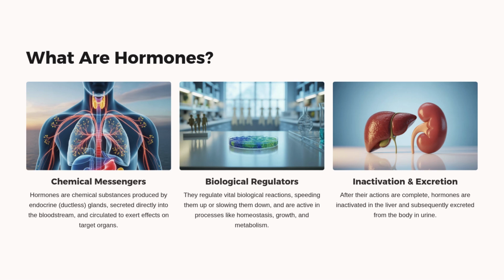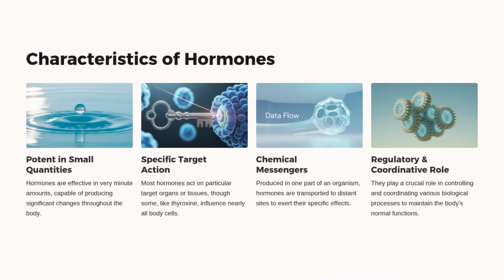Inactivation and excretion. After their actions are complete, hormones are inactivated in the liver and subsequently excreted from the body in urine. Characteristics of hormones. Potent in small quantities. Hormones are effective in very minute amounts, capable of producing significant changes throughout the body.